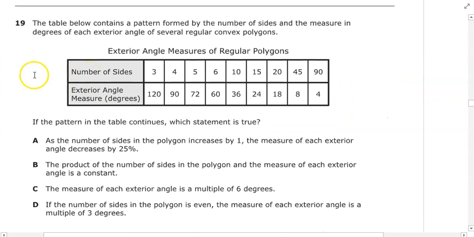Number 19, the table below contains a pattern formed by the number of 6 of the... Excuse me.